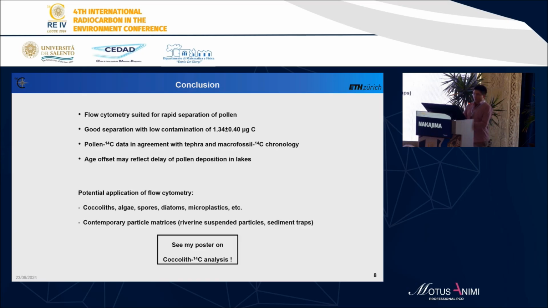So this was only one example of how flow cytometry can be applied, and there's a huge variety and open research field for how this could be used for other particle types such as coccoliths, algae, and spores, and other particle matrices such as suspended particles or sediment trap samples as well.